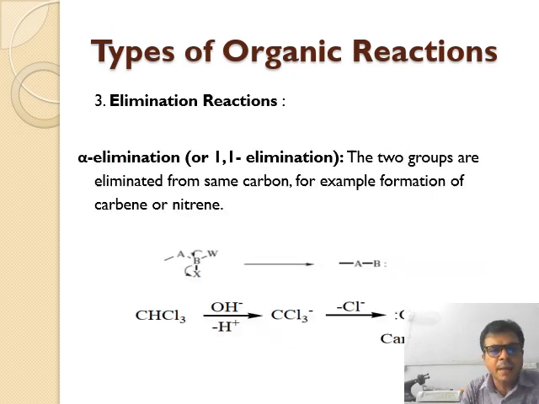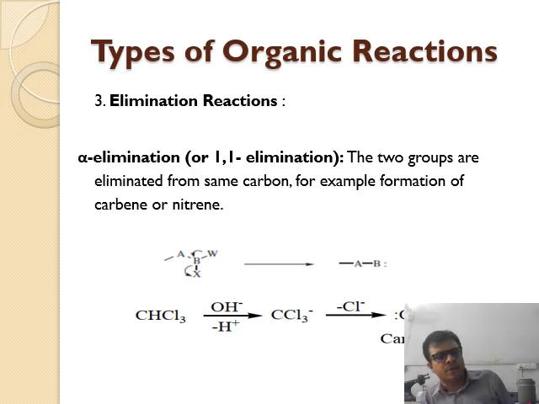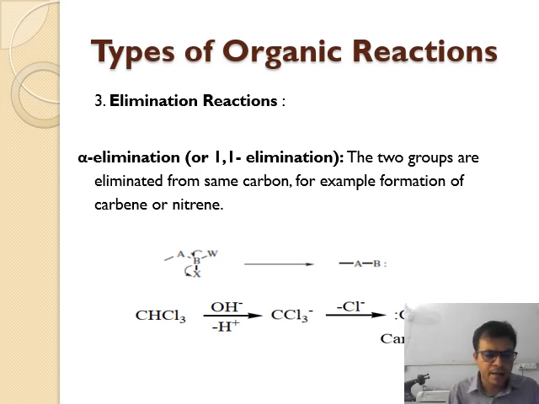Now coming to the types of elimination reaction, I have made YouTube videos on the elimination reaction part 1 and 2, where I discussed the alpha elimination and the beta elimination. Let us take one look at the 1-1 elimination. The two groups are eliminated from the same carbon atom. You are seeing W and X, the two groups, eliminated from the same carbon atom, and this results in the formation of carbenes or nitrenes.